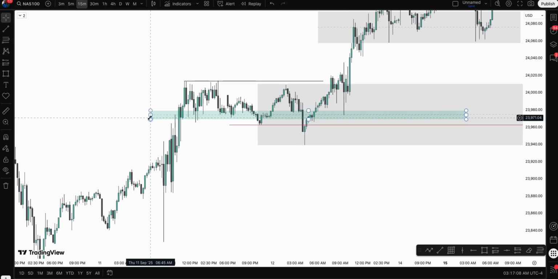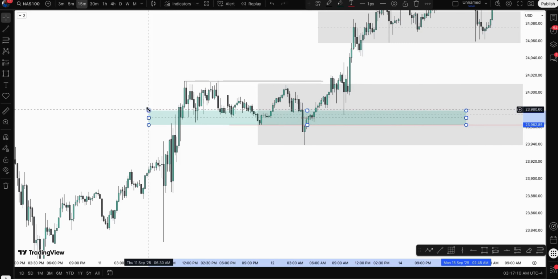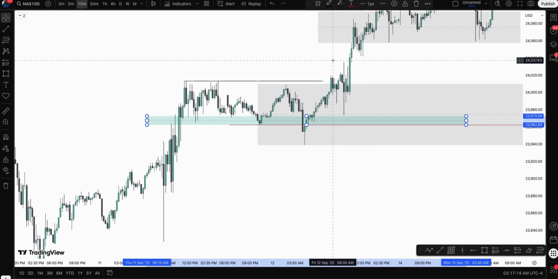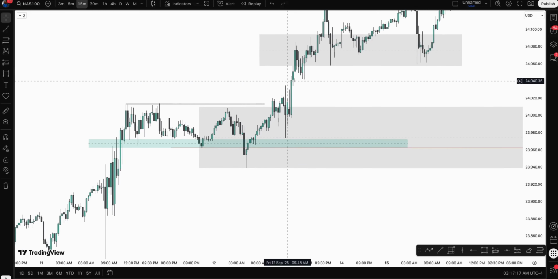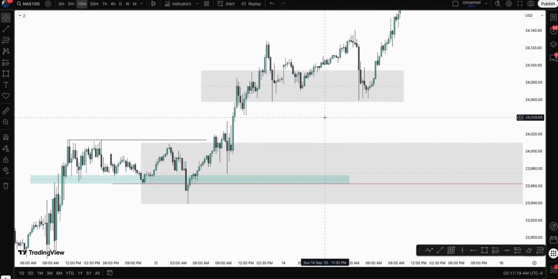From that level. So we had the fair value gap somewhere here. So then price continued going up. When you look at this, right, you see that price repeats the same thing every time. Every time. Just find your key level. Find your key level that aligns with structure, that aligns with the order flow.